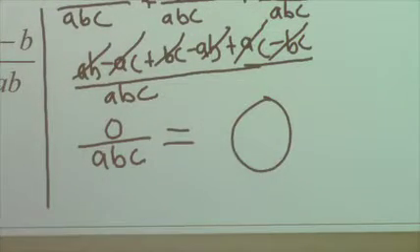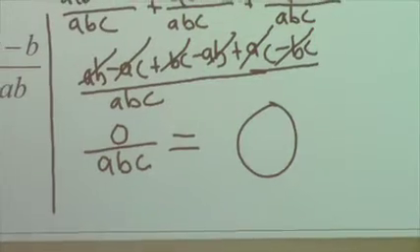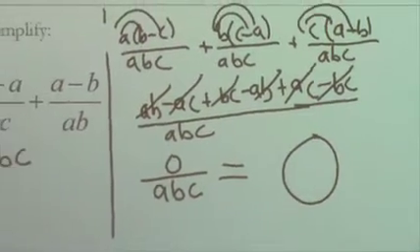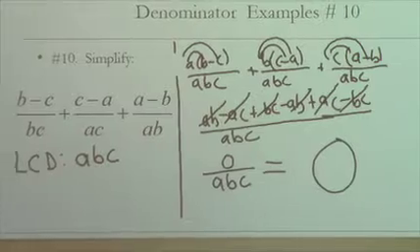So basically we're done with adding and subtracting algebraic expressions containing binomial denominators. We did 10 basic examples on this.